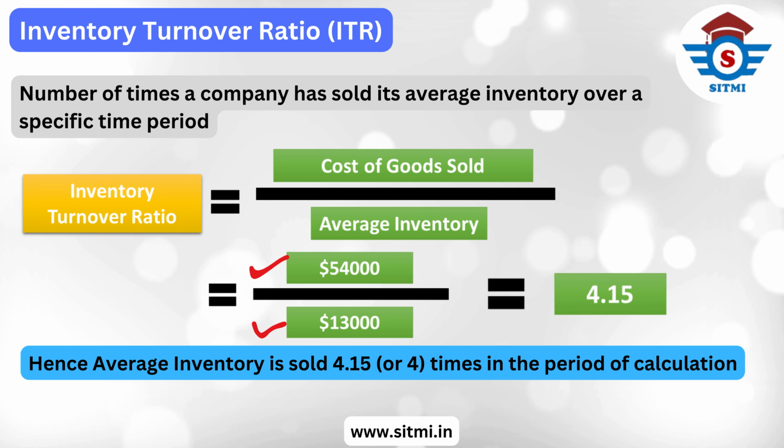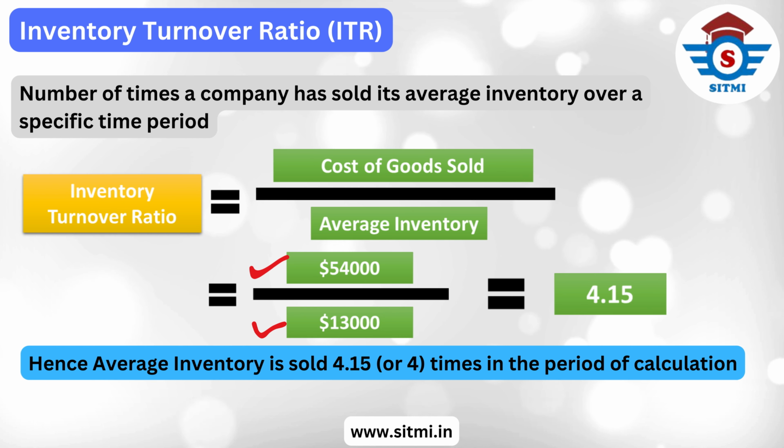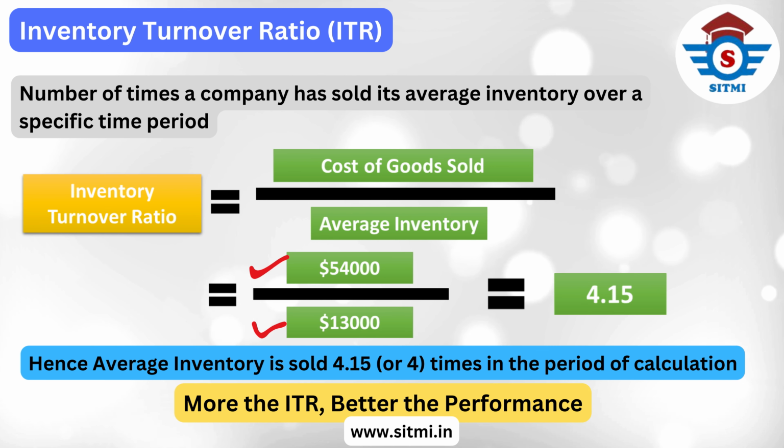Hence, the average inventory is sold 4 times in the period of calculation. That means throughout the entire year, a company sells its average inventory 4 times. In an ideal situation, if the inventory turnover ratio is higher, then the performance is better. That means the average inventory should be sold multiple times by a company to represent better performance.